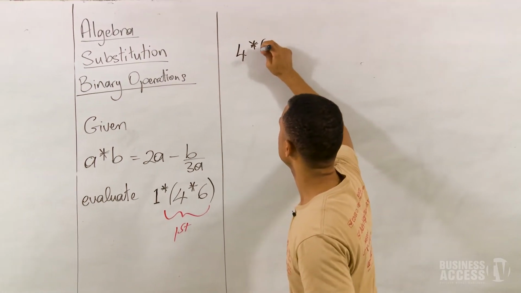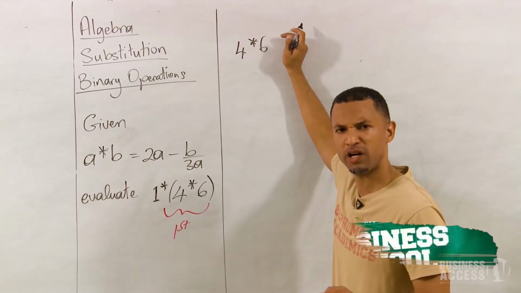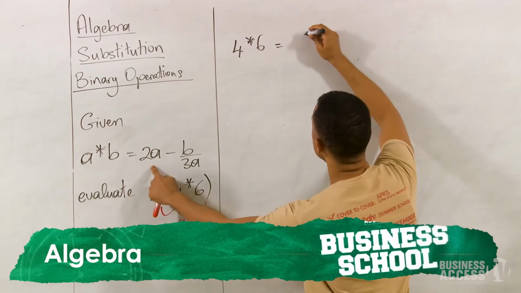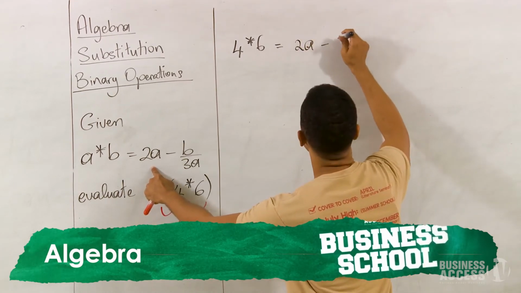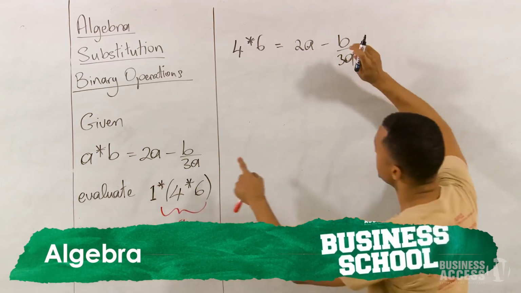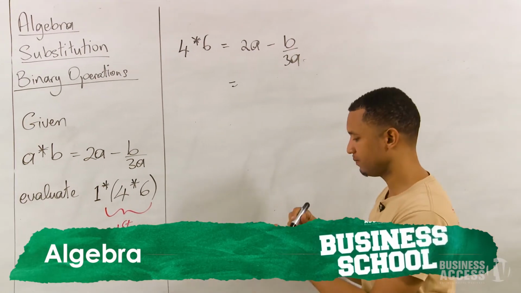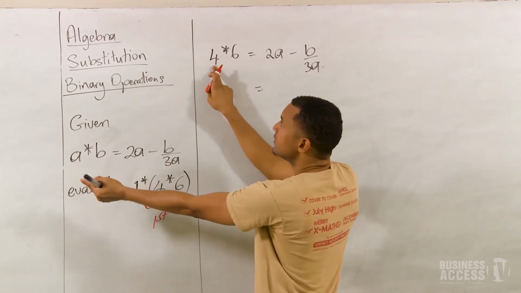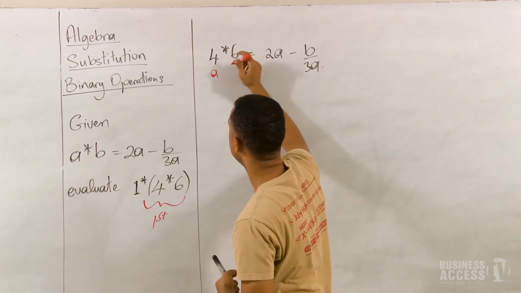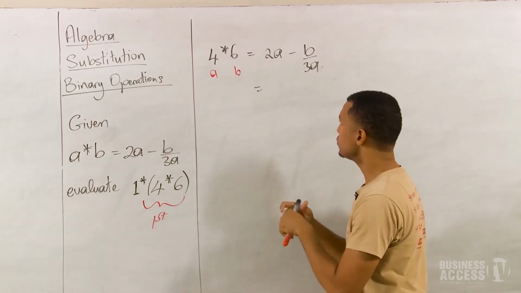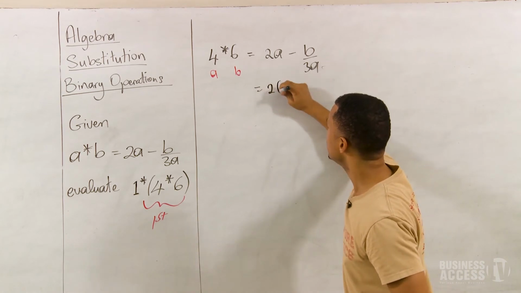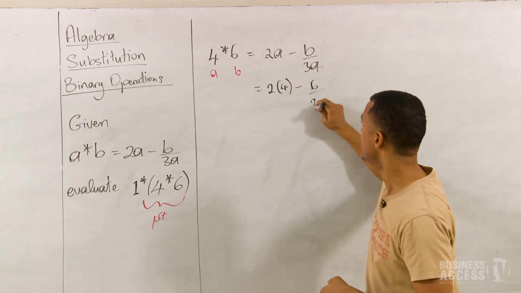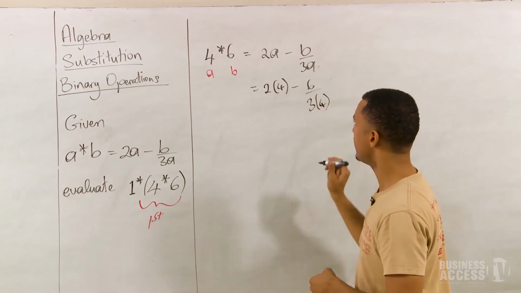4 asterisk 6, and I think most of you would know that from BODMAS, however you learned it, brackets first. For 4 asterisk 6, the definition is 2 times A minus B over 3 times A. So we have 4 asterisk 6, A asterisk B. The A would be 4, so this is A, and that is B. So you just work this quickly. Substitution: 2 times 4 minus the B value, which is 6, over 3 times the A value, which is 4.